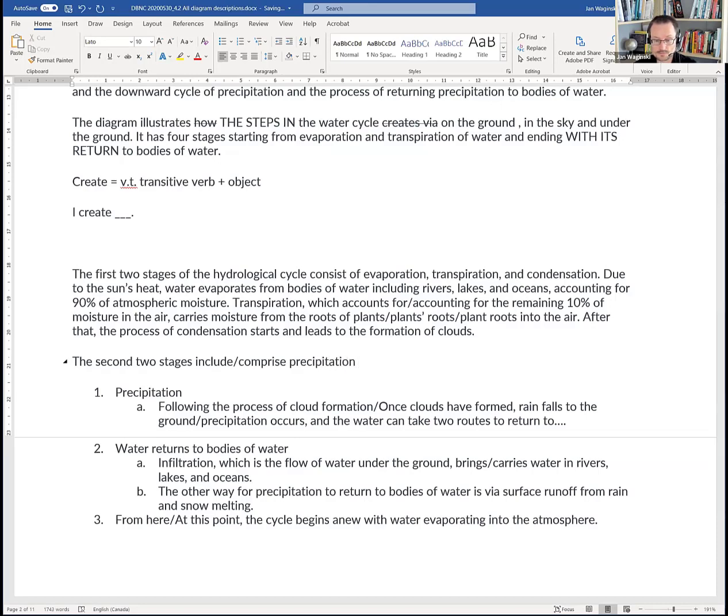And water returns to bodies of water. So this is what parallel structure is about. When you're making a list of items, whether it's 2 or 3 or more, they should take the same grammatical form, and that's controlled by the first item in the list. So if you've got precipitation as the first item in your list, that's a noun. The rest has to be a noun too.